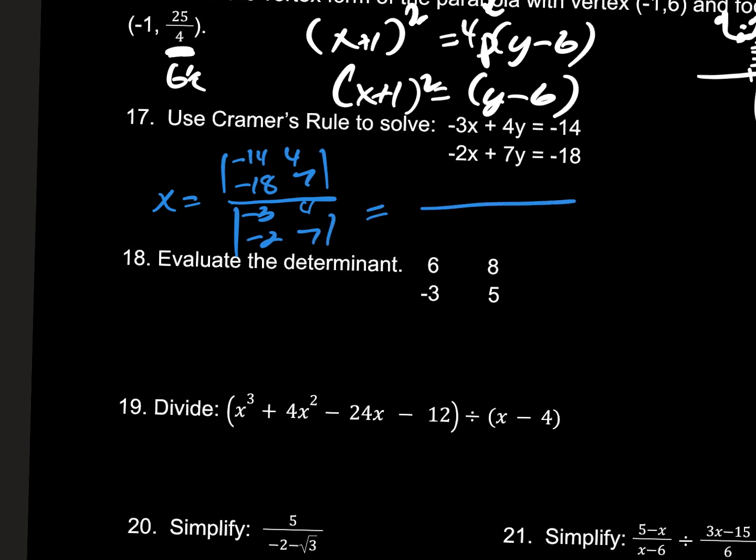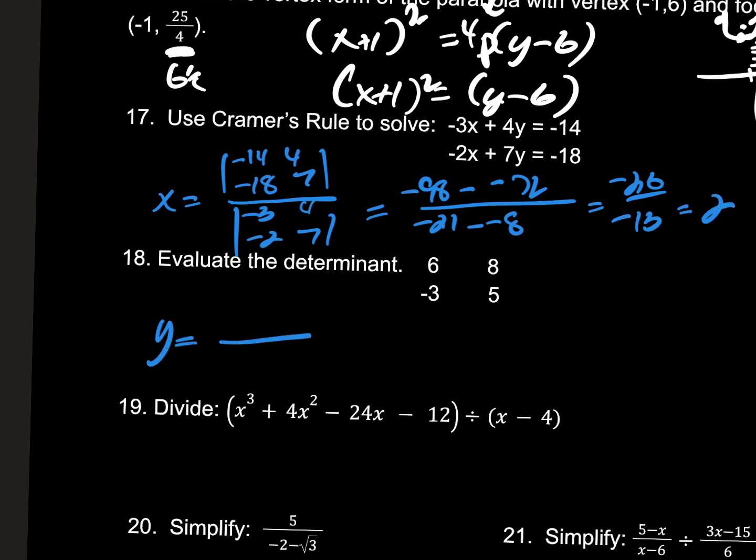Then I'm going to cross multiply here. So negative 14 times 7 is negative 98. Minus 4 times 18 is negative 72. On the bottom, I'm getting negative 21 minus negative 8. So that gives me negative 26 over negative 13, which is 2. And then for my y, we get negative 13 down here on the denominator.